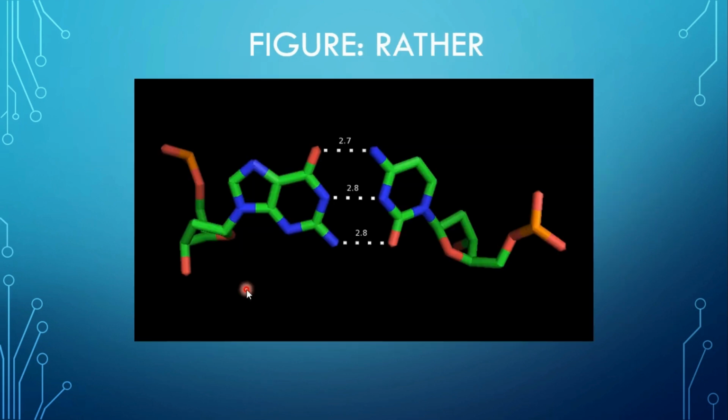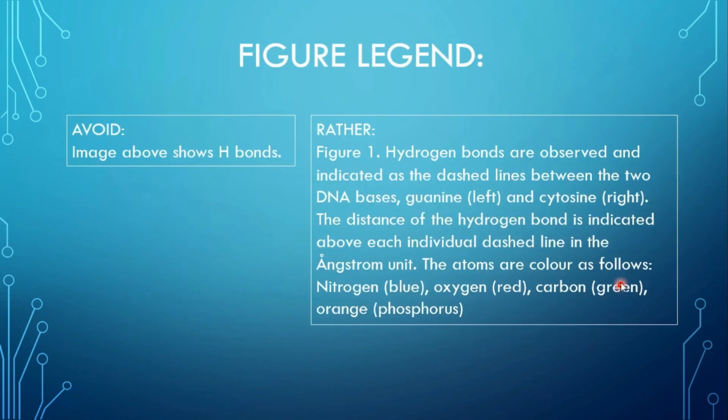If you want, you can indicate these on the figure itself. You can create, for example, a bracket and say guanine, create a bracket, say cytosine, but you have to do this after creating the final figure. You can add these labels in PowerPoint afterwards. So if you don't include it on the figure, make sure it's included in the figure legend.